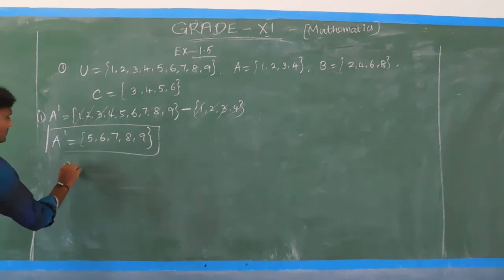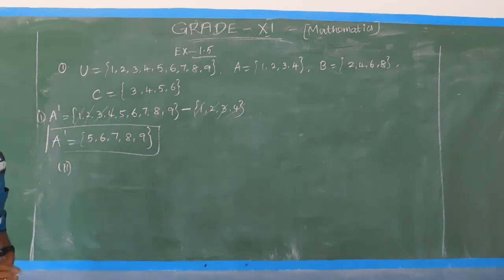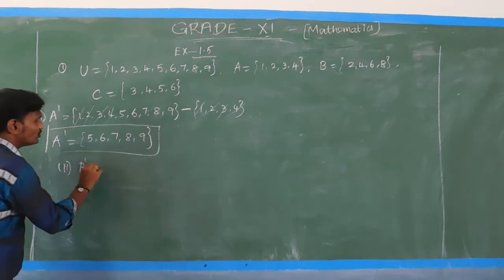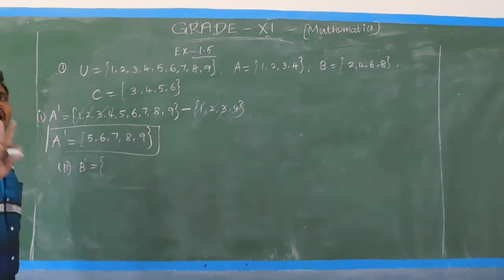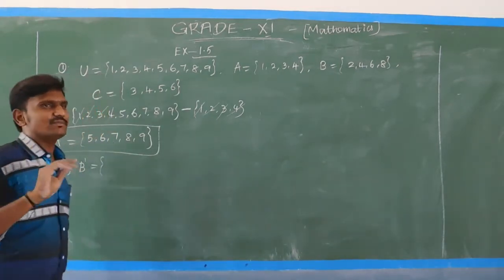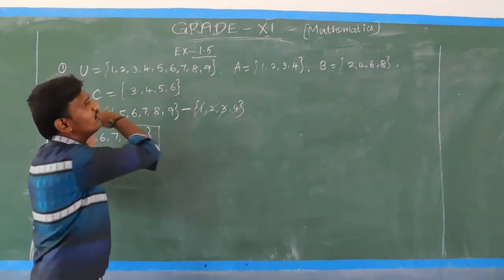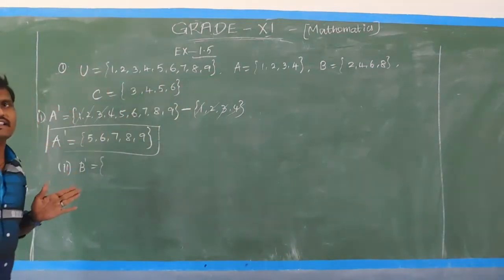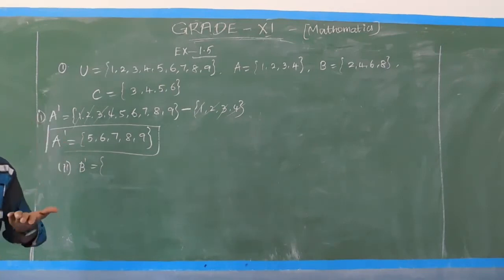Okay, have you got it, children? And next, second question, what is it asking? B dash. That is also very simple. Sir, I don't want to take more than one step. So simply I want to eliminate the elements of B and write the remaining elements of the universal set. So that is B dash. I need only one step.